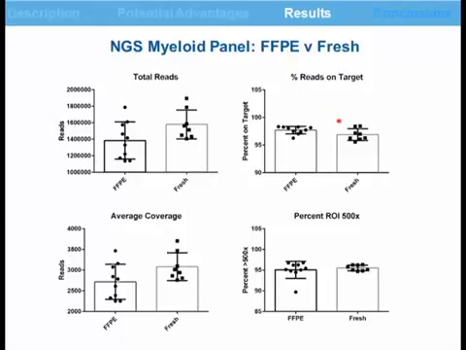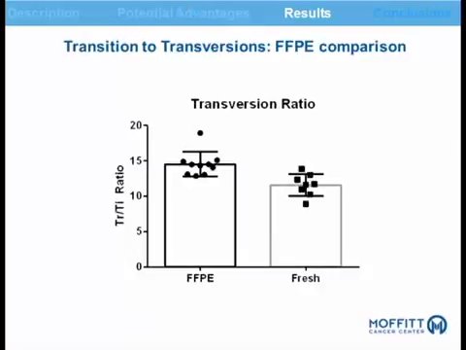When we compared metrics between FFPE and FRESH, we did see a slight increase in the total reads, and as a result, a slight increase in the average coverage. But again, what I was very happy to see is that the percent of reads that were on target were almost identical, and the percent of regions of interest that were covered by more than 500x was very similar among FFPE and FRESH tissue. Lastly, the transition to transversion ratio, which as many of you know, is associated with those FFPE sequencing artifacts, was slightly higher in the FFPE compared to the fresh tissue, but based on what we have seen previously, this is only a slight increase compared to other panels that we've used. So we think that this pilot data may be suggestive that our initial hypothesis that this single-plex reaction is actually better for the FFPE samples may indeed be the case.